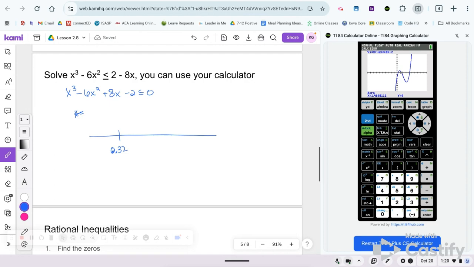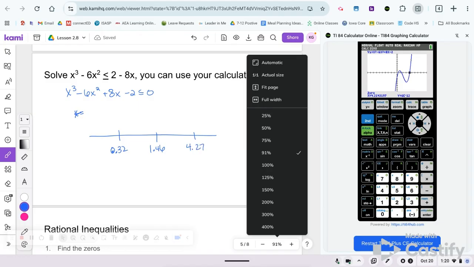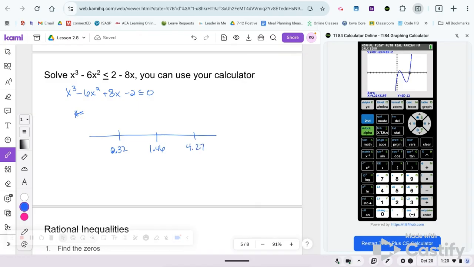And 1.46. And 4.27. And it wants to know where is it less than or equal to 0. It's an odd-degree polynomial with a positive leading coefficient. So I know it's going to start, sign change, sign change, sign change, because all those zeros have odd multiplicity. And where is it less than or equal to 0? Looks like negative infinity up to 0.32 and between 1.46 and 4.27.